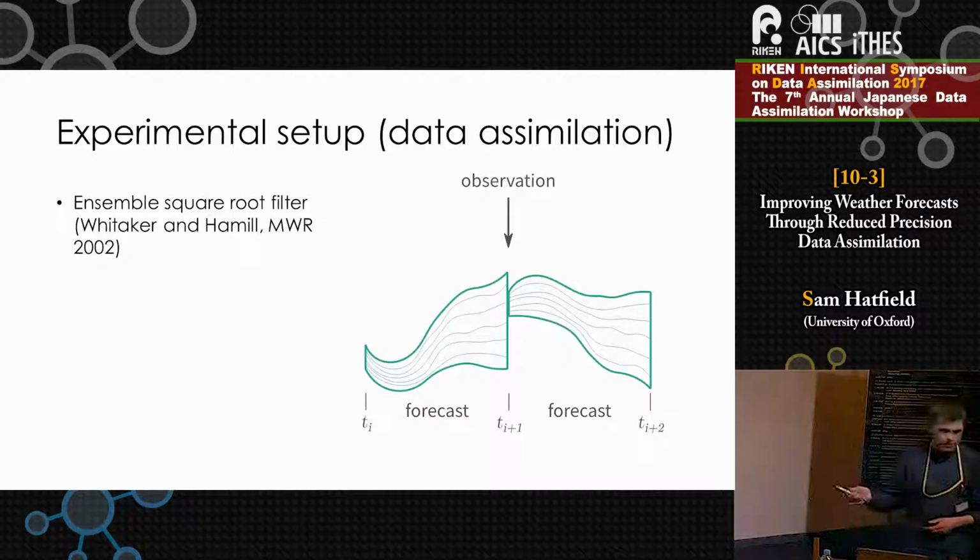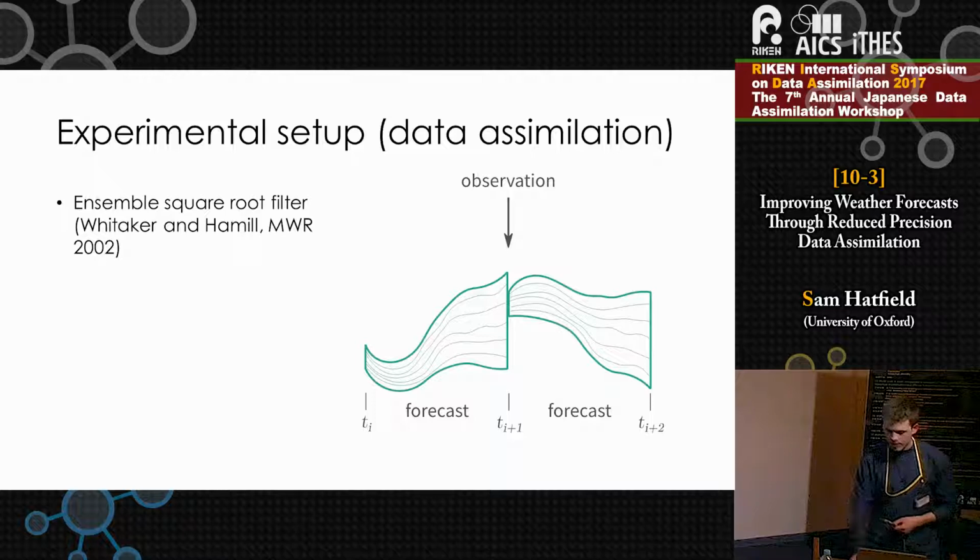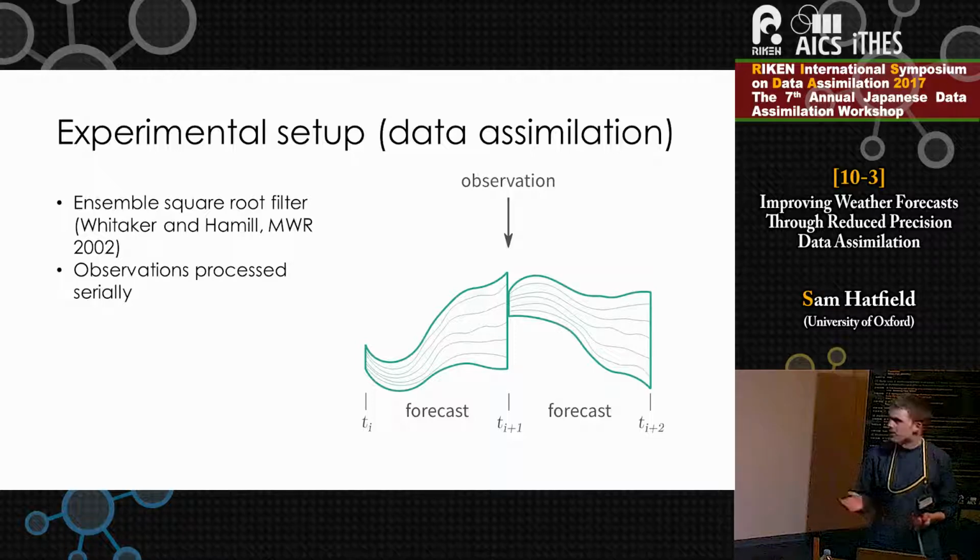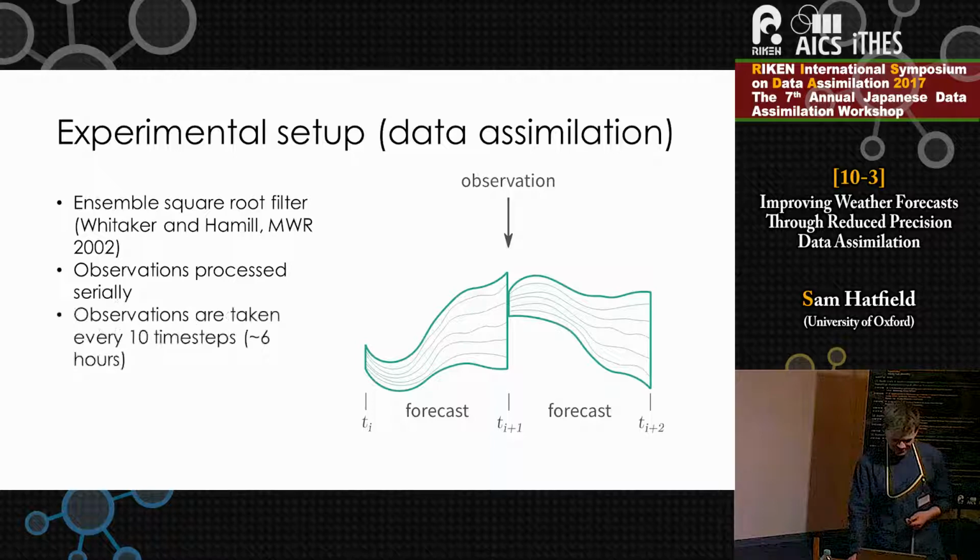So just a couple of details about the data assimilation. I use the ensemble square root filter devised by Whitaker and Hamill. So it's like the ensemble Kalman filter, but it doesn't require perturbed observations. I'm sure most of you are familiar with it. I process observations serially, which means I don't have to do any dodgy matrix inversions. And I take observations every 6 hours.